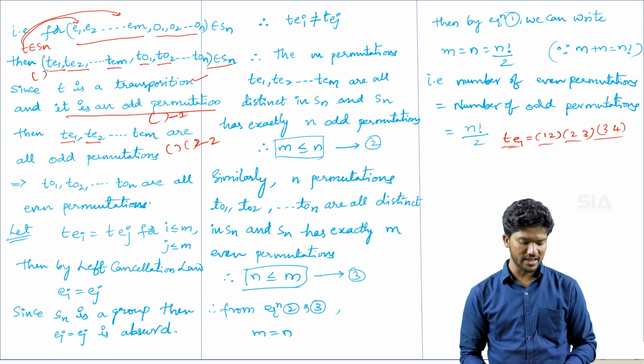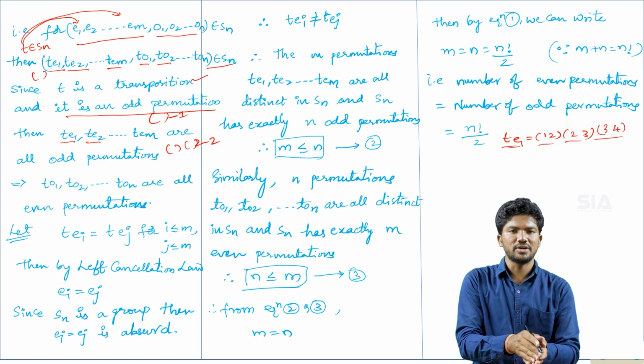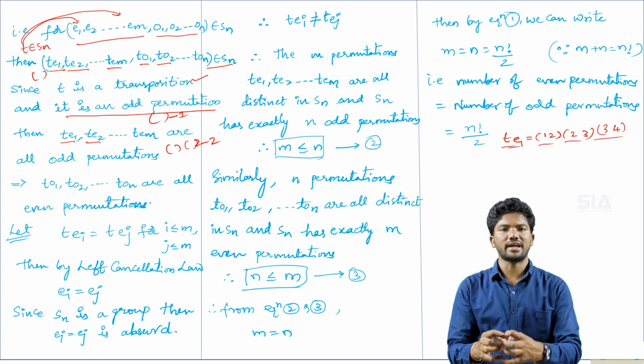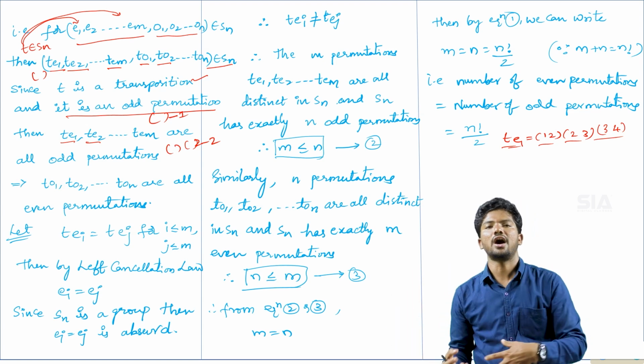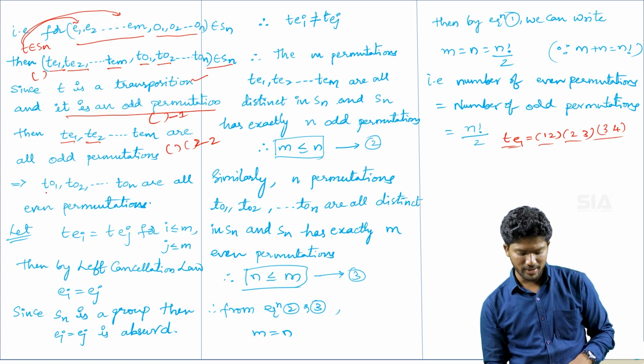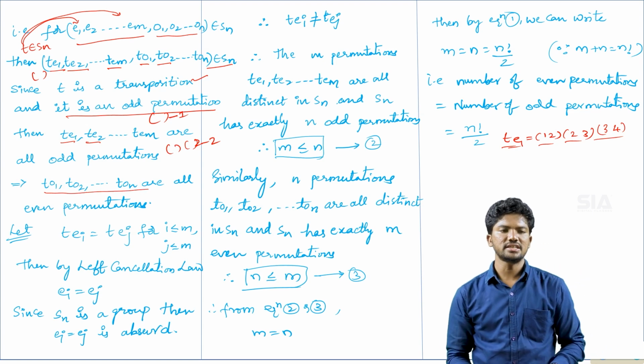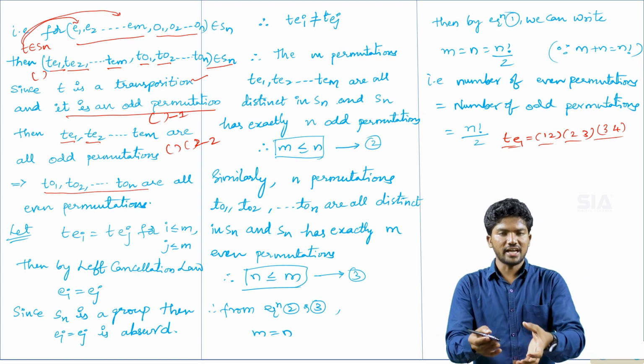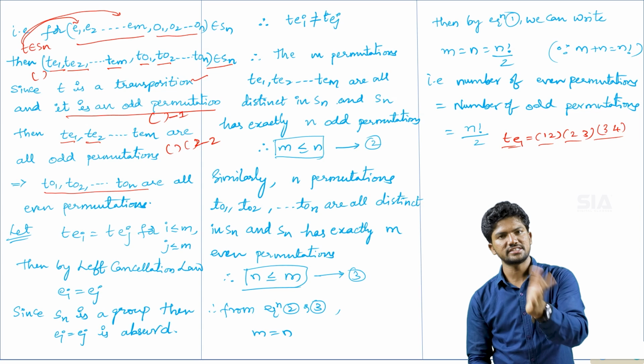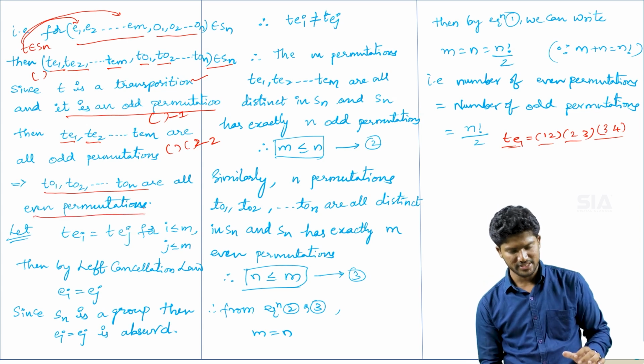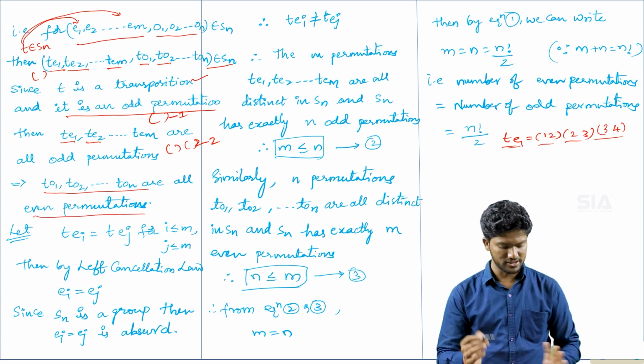That is why they mention that for even permutations, if you multiply with a transposition, you get odd permutations. And at the same time, for odd permutations, if you multiply with a transposition, the odd permutations become even permutations. That is the vice versa relation.